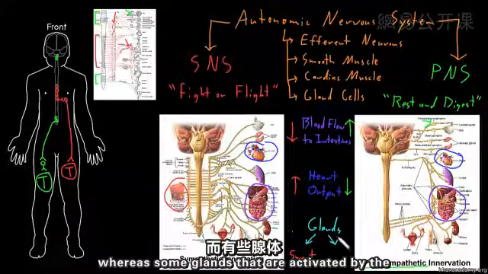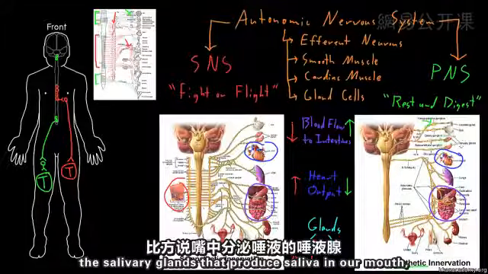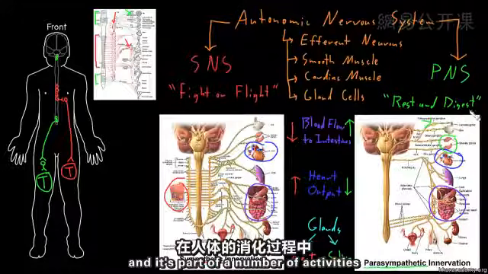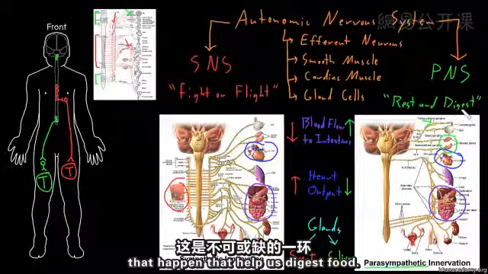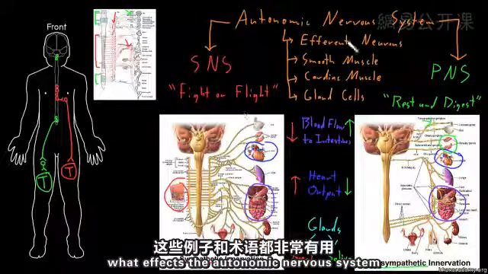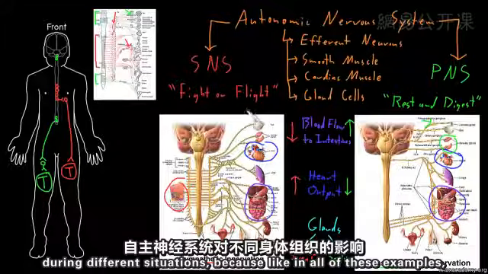Whereas some glands that are activated by the parasympathetic nervous system include things like the salivary glands that produce saliva in our mouth, because saliva is very useful for digestion, and it's part of a number of activities that happen that help us digest food. So I find these phrases helpful when I'm thinking about what effects the autonomic nervous system will have on different tissues of the body during different situations.